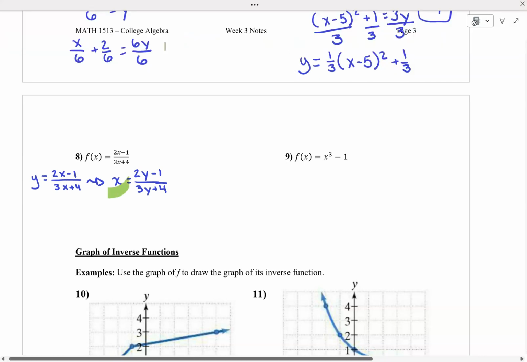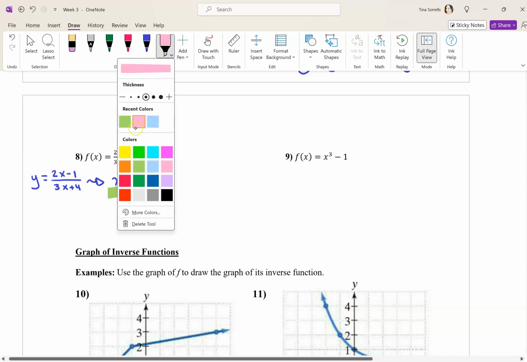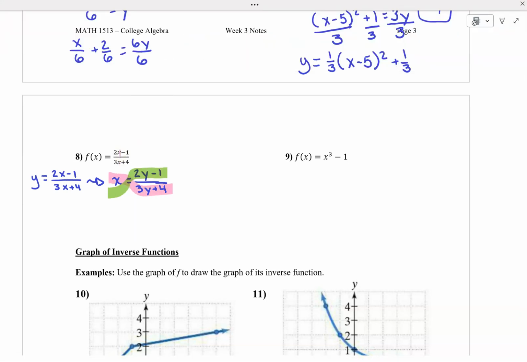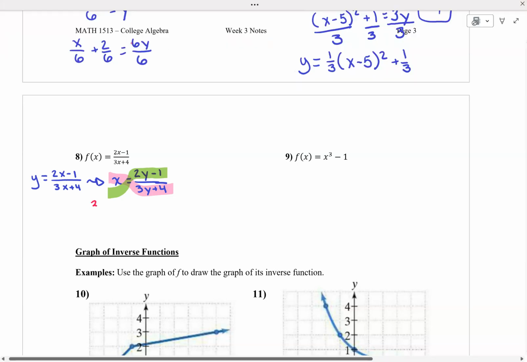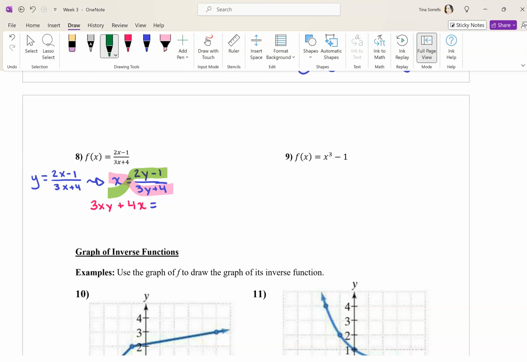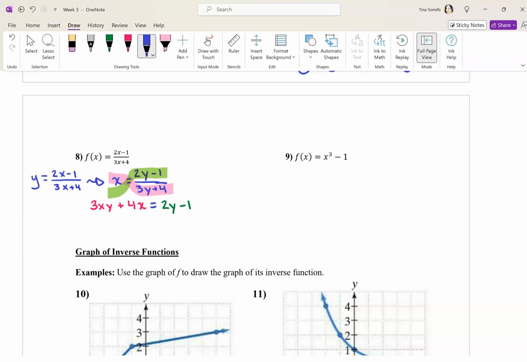So again, this gets multiplied with an understood 1. And then these get multiplied. So we are going to have 3xy plus 4x. And then this will equal the 2y minus 1. Okay, so first things first, we need the y's on one side, everything else on the other side.